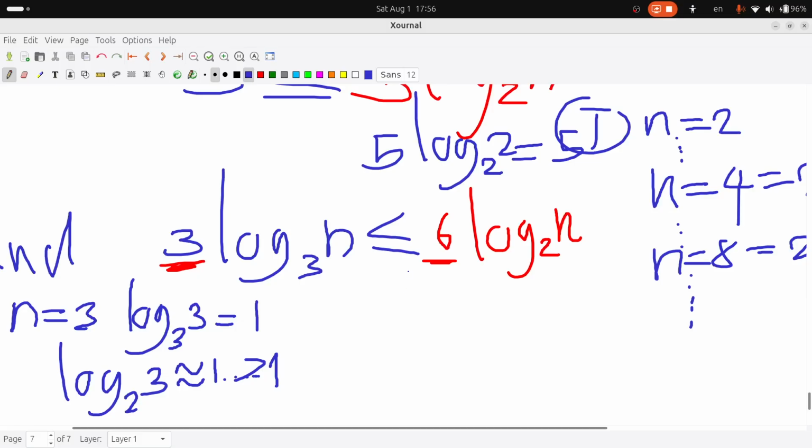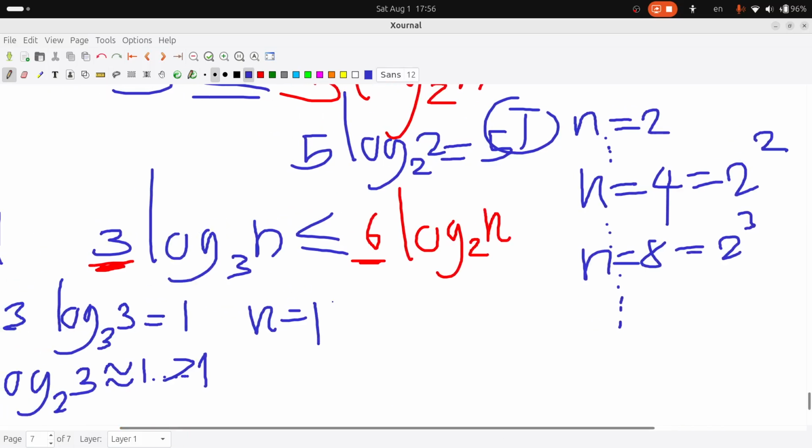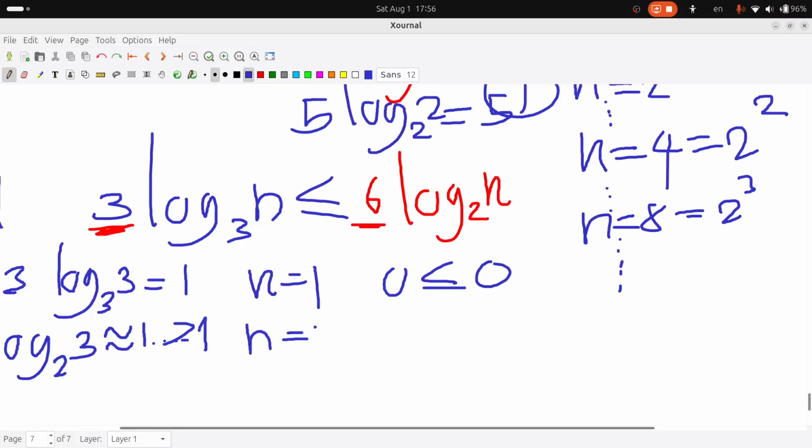For n equal to 1, we can see that 0 is less than or equal to 0. For n equal to 3, the left side will be 3, and the right side will be 6 point something, that is greater than 6.